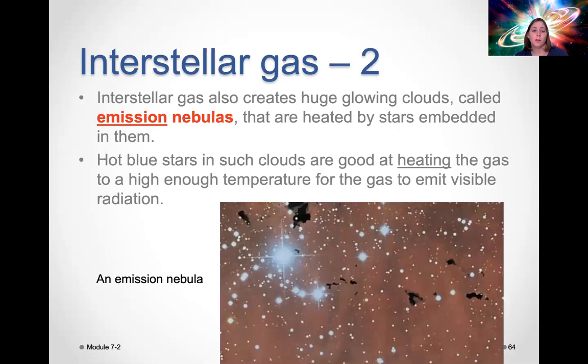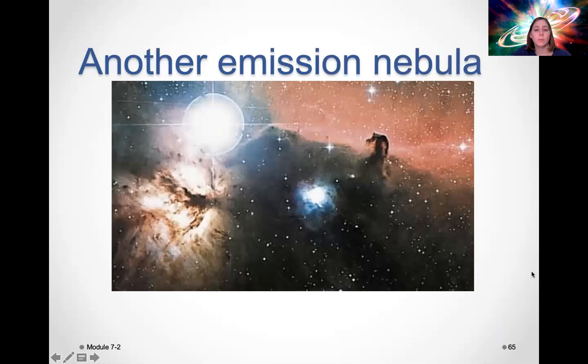Interstellar gas also creates huge glowing clouds called emission nebulas that are heated by stars embedded within them. Hot blue stars in such clouds are good at heating the gases around them to a high enough temperature for the gases to emit visible radiation. This picture is an example of an emission nebula. Here's another emission nebula. Note how they tend to be on the redder color scale.